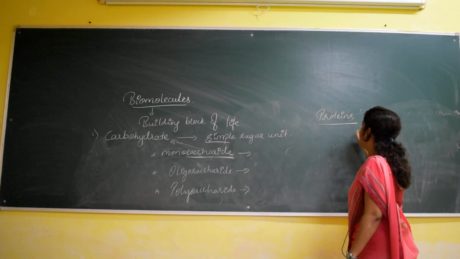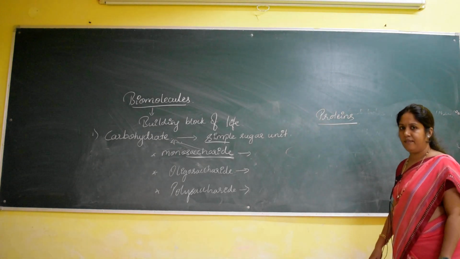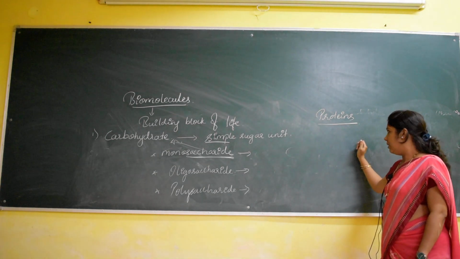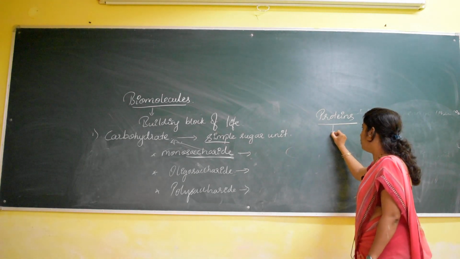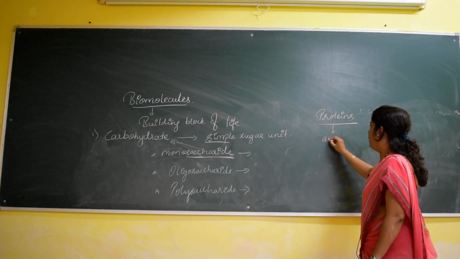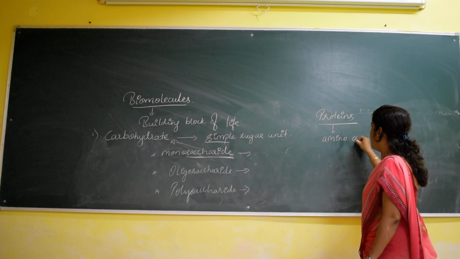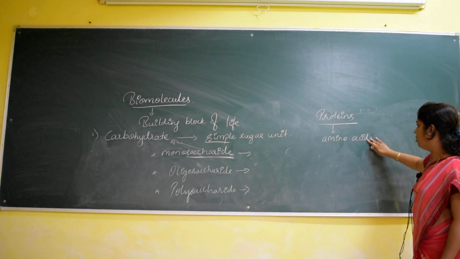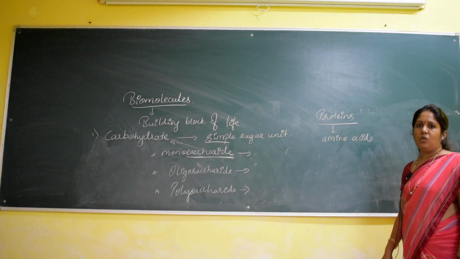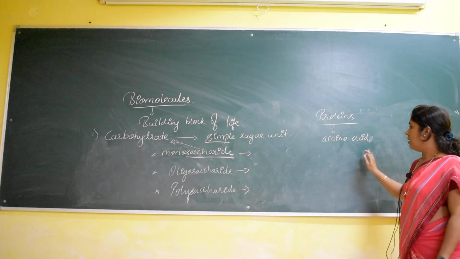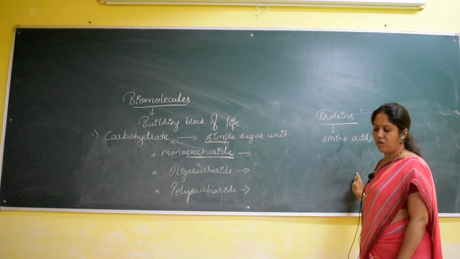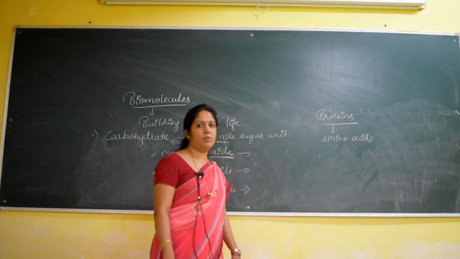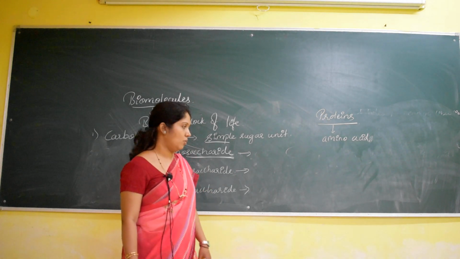Proteins are another very important building block of our life. Without protein, life cannot exist. The basic unit of protein is the amino acid. It is made up of amino acids, not acid, amino acid. What is this amino acid? The amino acid contains a carboxylic group as well as an amino group. At one end it has a carboxylic group and at the other end an amino group.